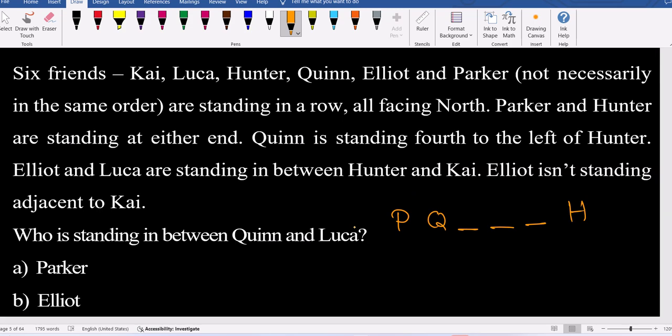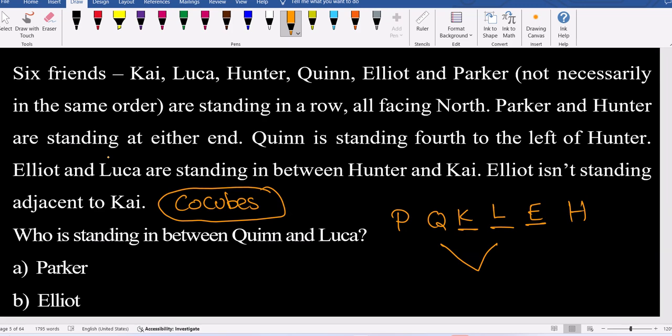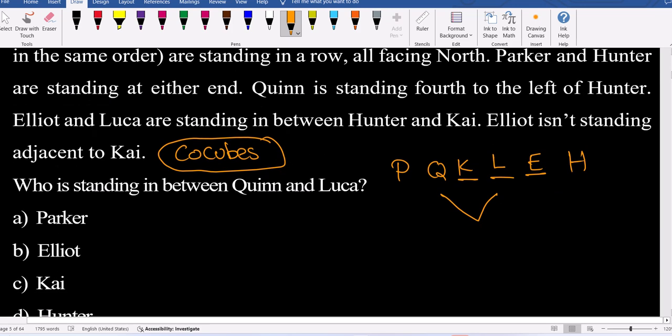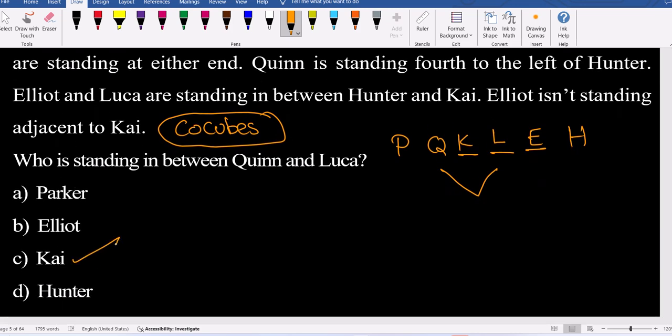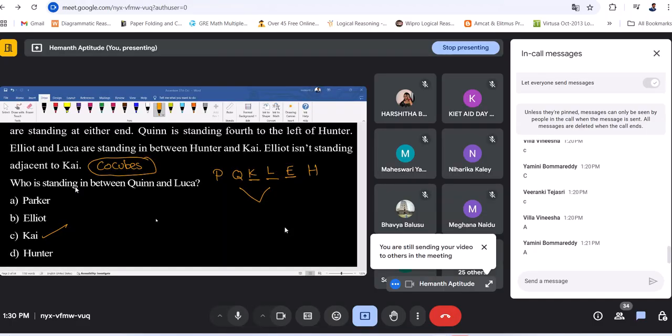Elliot and Lucy are standing between Hunter and Kia. So Hunter, Kia, and between them Elliot and Lucy. Elliot is not standing adjacent to Kia, so adjust Elliot here, Lucy here. Now, who is standing between Q and L? This is a CoCubes platform related question. The advantage you can observe is that from one paragraph they'll ask a lot of things. Who is between these two people is nothing but K. So option C. K is between these two people.